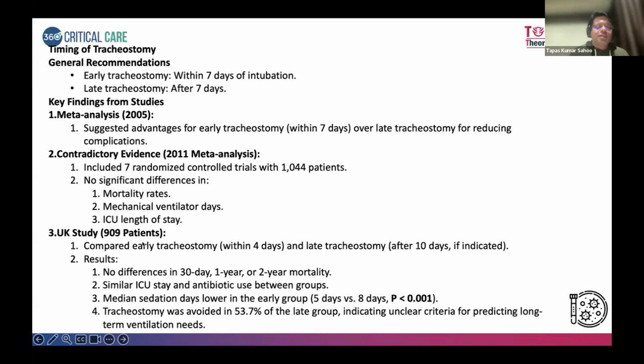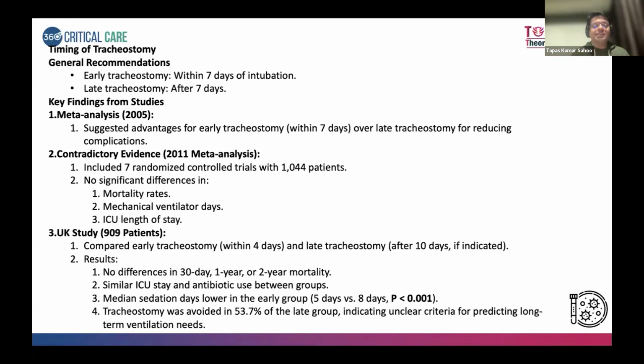This is a UK study, 909 patients. They compared early tracheostomy, but the early tracheostomy here is 4 days, not 7 days. Try to remember this. First 4 days, if you are doing tracheostomy, it is early. Late tracheostomy would be after 10 days, or if indicated. And they didn't find any difference in the 30-day, 1 year, 2 year mortality. Similar ICU stay, and antibiotic use between the groups.